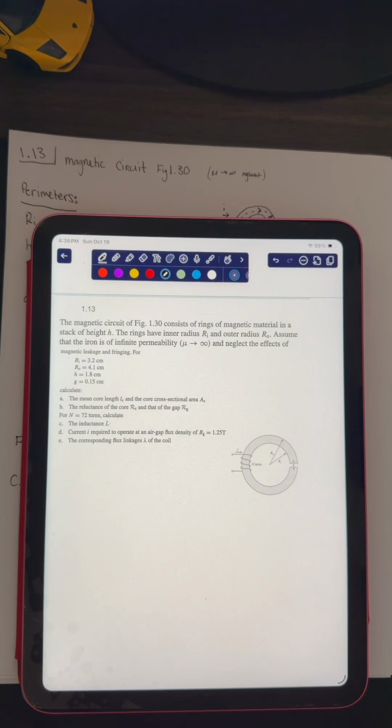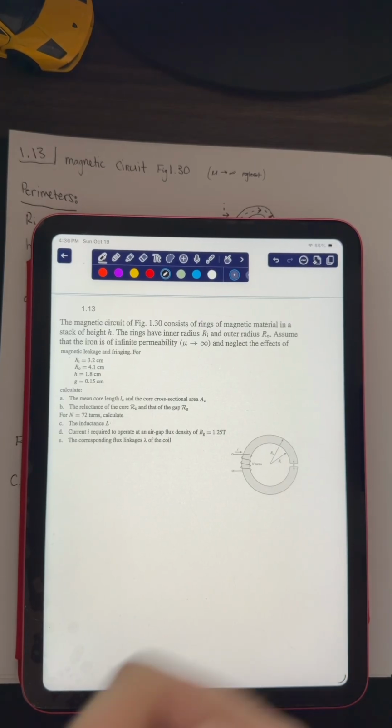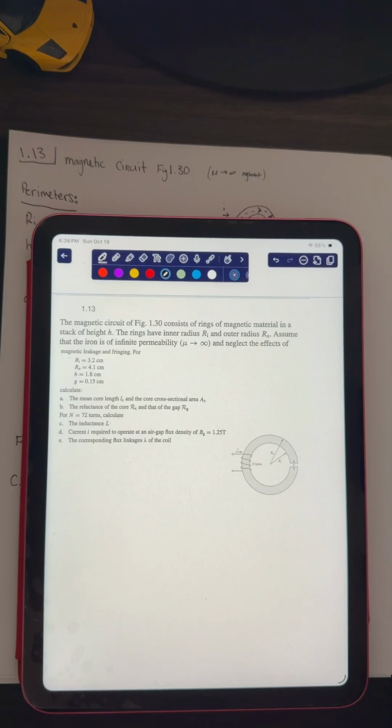I am Professor J-Dog, and today we're going to be going over question 1.13, the magnetic circuit of this figure. The parameters are given, and we're asked to calculate A through E. I'm only going to do A through D. E, I'm not sure of my reasoning, so I'm not going to be completing it. If anybody has a solution for E and has an easy way to explain it, that'd be greatly appreciated.